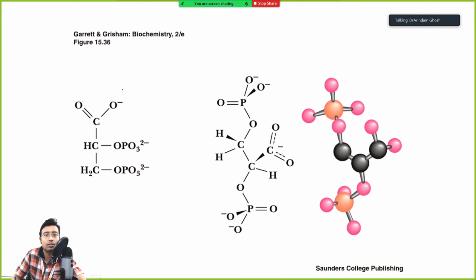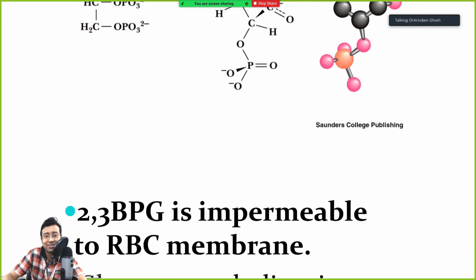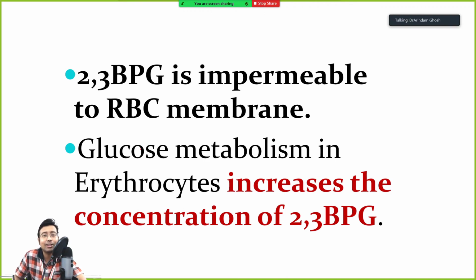So this is the structure of 2,3-BPG. Very easy to remember, but you don't need to remember. Then these are all three-dimensional structures, difficult to remember, so forget that I showed you. What is important is that 2,3-BPG is impermeable to the RBC membrane, right? So it cannot go out.